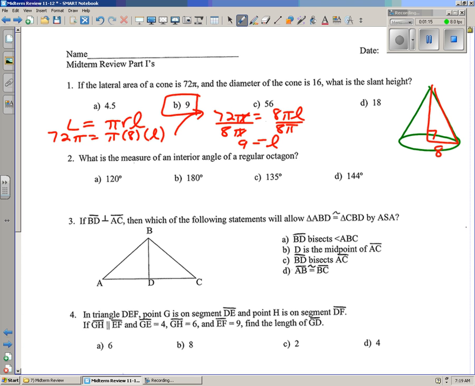Just as a side note, if I were asking you for the height, or the regular height, or the altitude, you would need the Pythagorean theorem. So be on the lookout for that on the midterm.